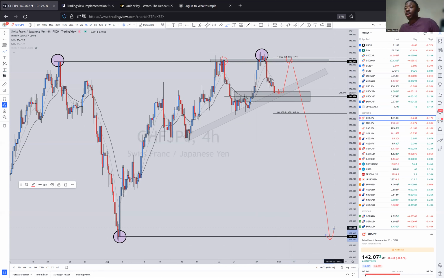So it's either I'll be looking for a potential buy here, or I'll just chill. If the market pulls back to this level, I'll be looking at potential selling opportunities if price decides to fail to break this level here.